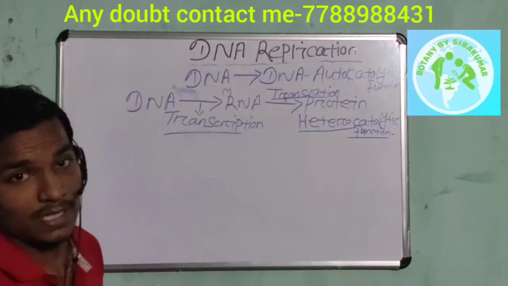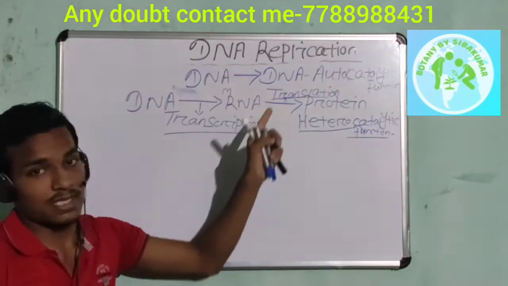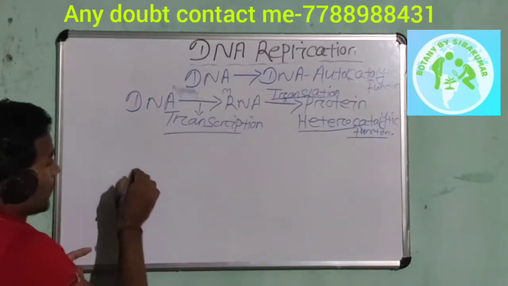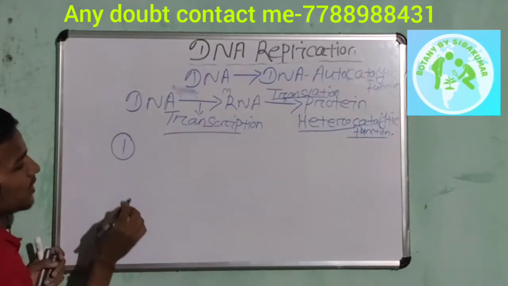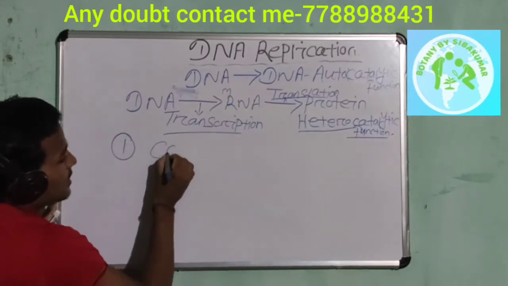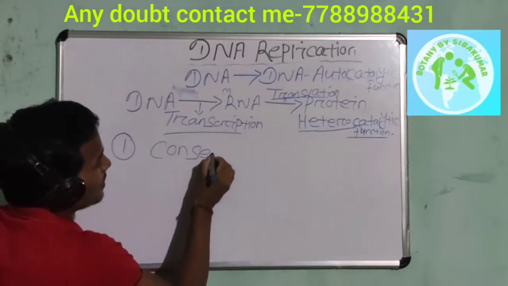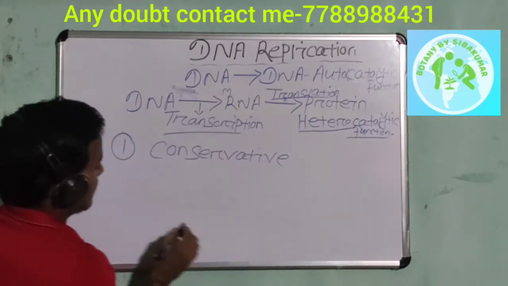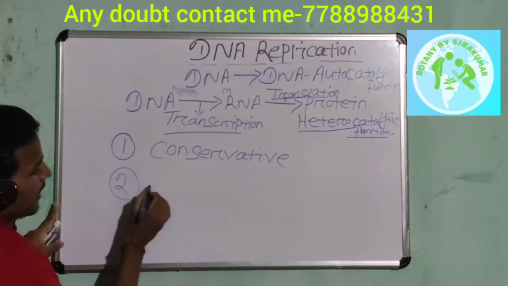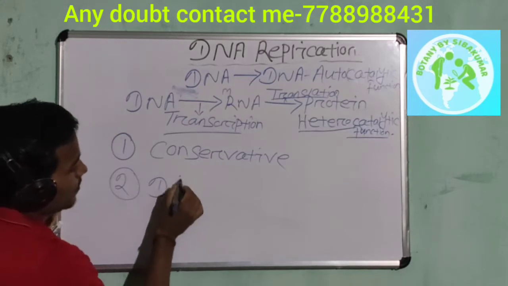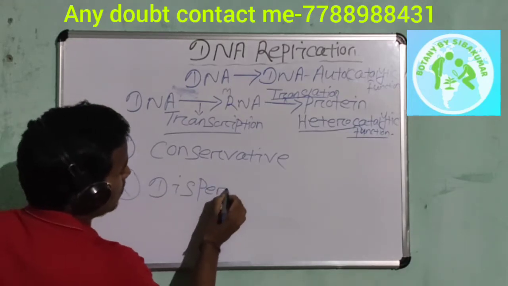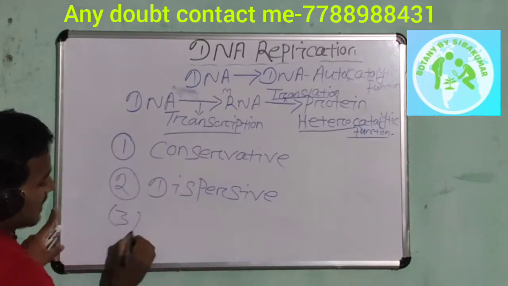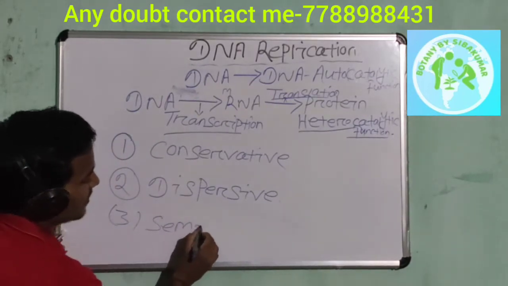And the DNA replication process is mainly differentiated into three types. That means there are three types of DNA replication. One is conservative, the second one is dispersive, and the third one is semi-conservative.